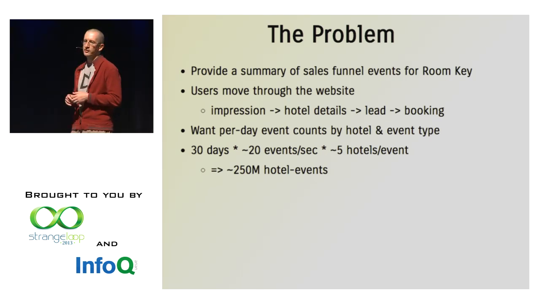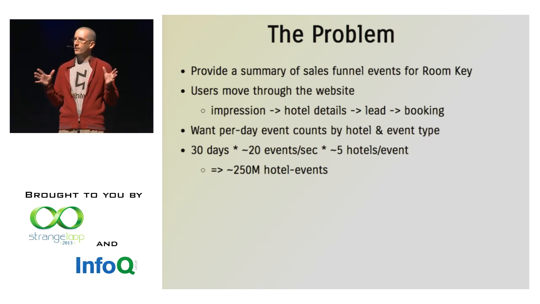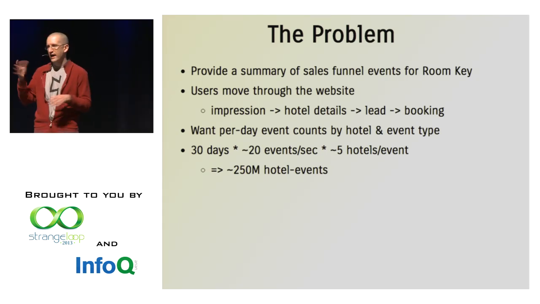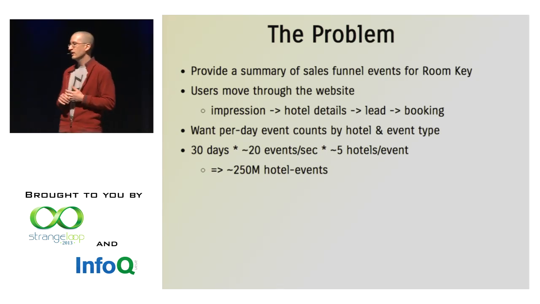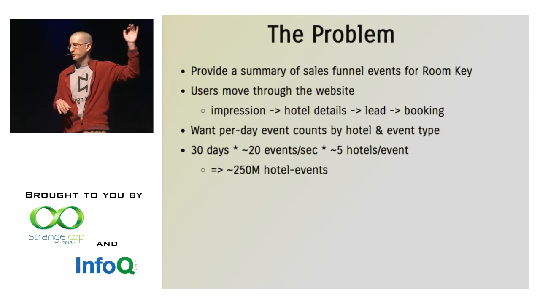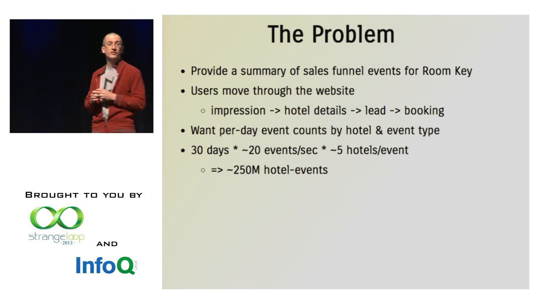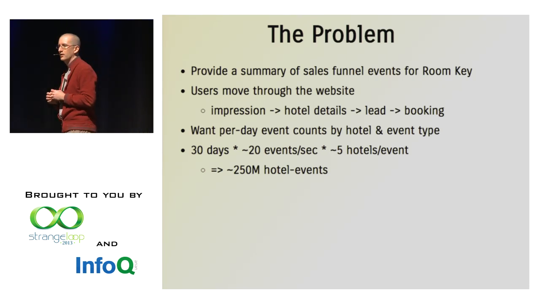Now, if you do the numbers, there's a fair amount of data here. This is not stretching the bounds of what people are doing with big data, but you have 30 days, 20 events per second. There's an average of 5 hotels per event, although the only one that has more than one hotel associated with it is the impression. But you just add it up. You get 250 million hotel events that you need to sift through, all right?